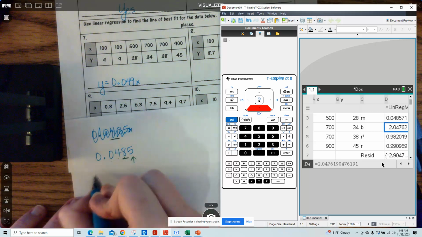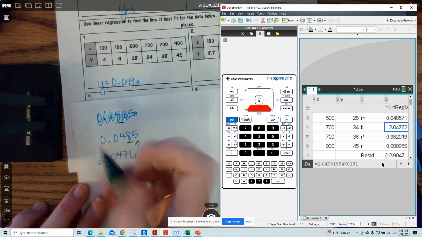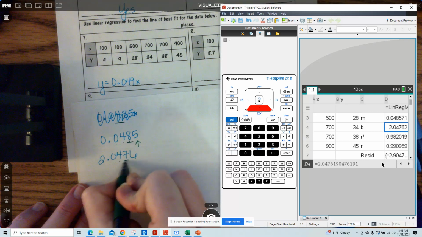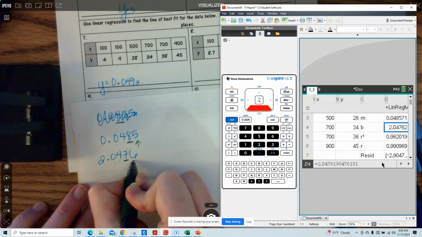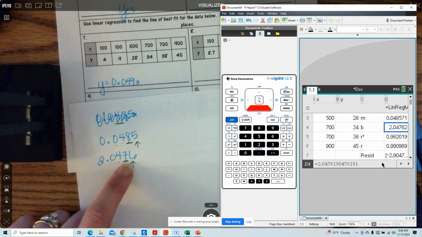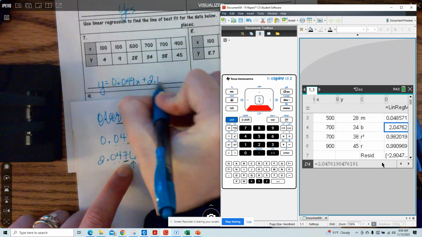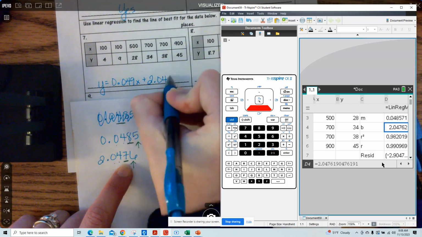And then my Y-intercept is 2.0476. So 1, 2, 3. Here's where I'm rounding to. Does the 6 tell me to go up or to stay the same? So the 7's going to go up to an 8. So plus 2.048.